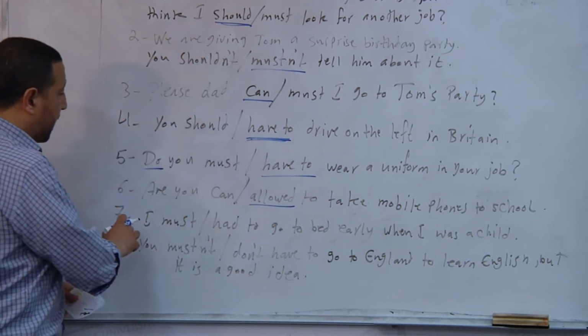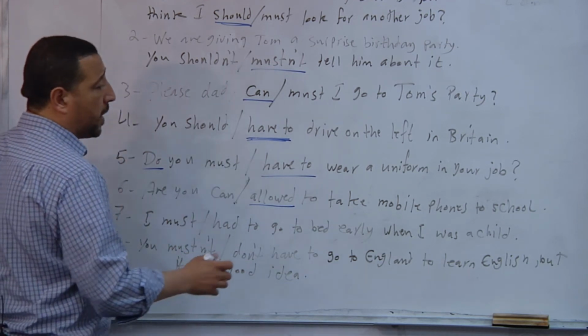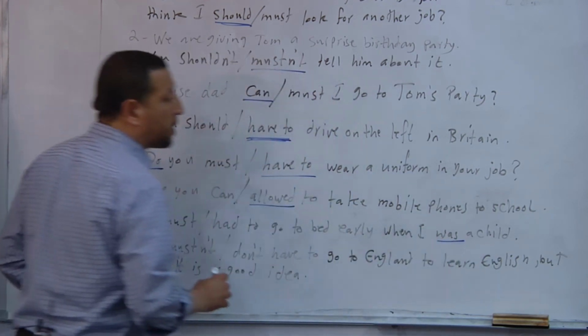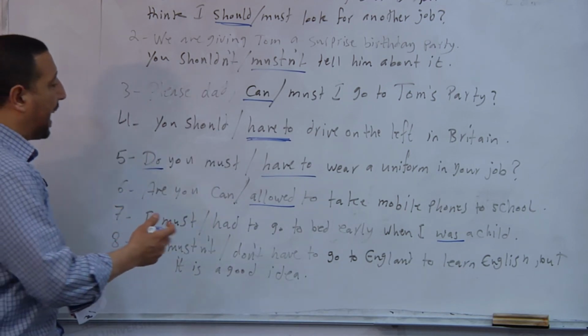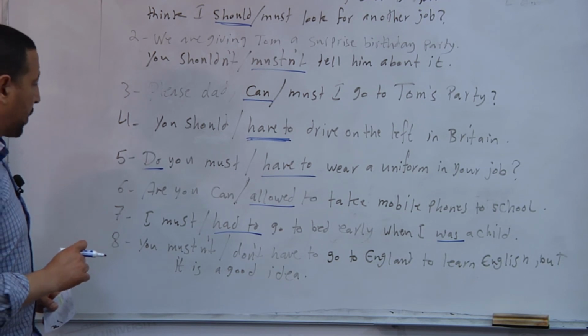This is 6. 7, I must or I had to go to bed early when I was a child. So when I was a child, it is past. So I had to go to bed early when I was a child.